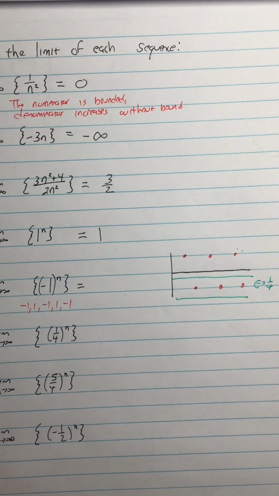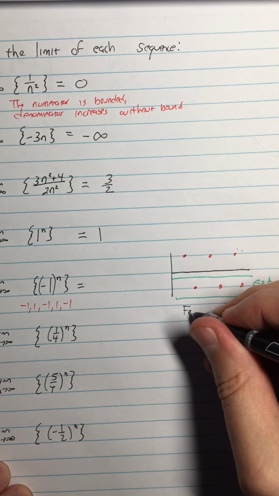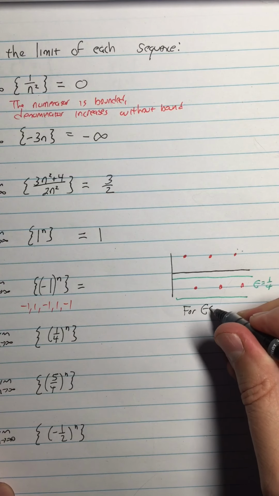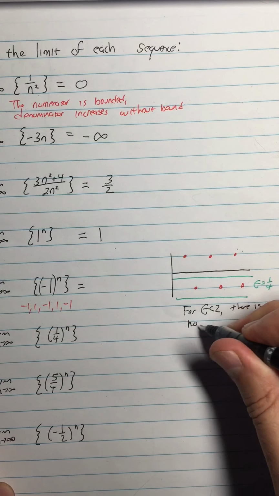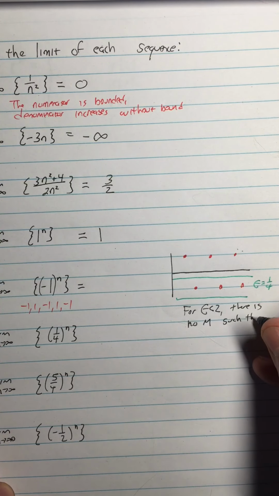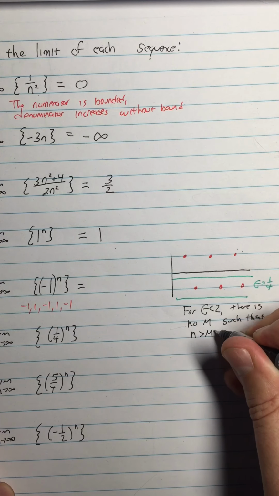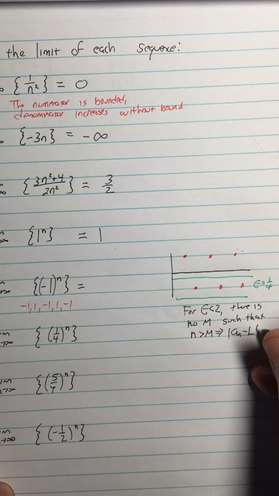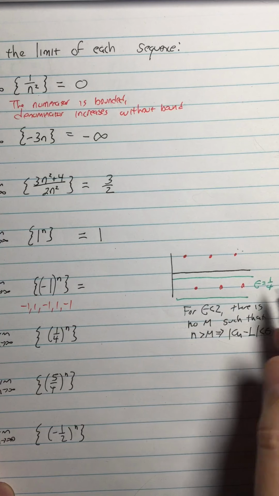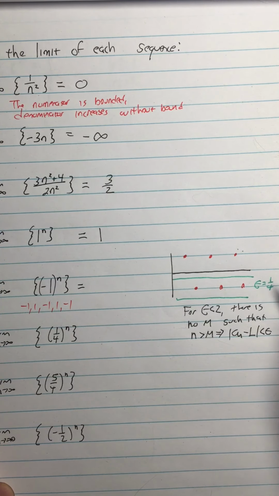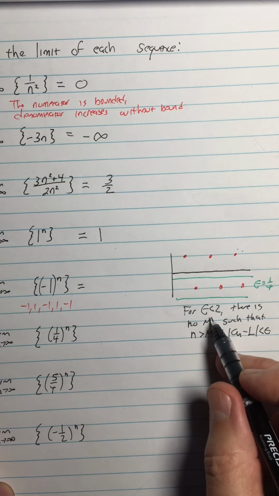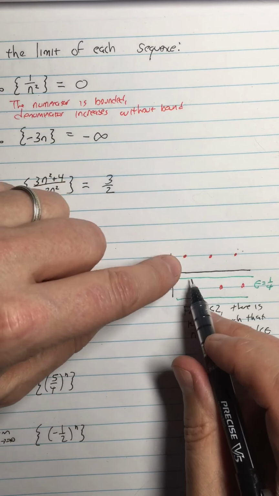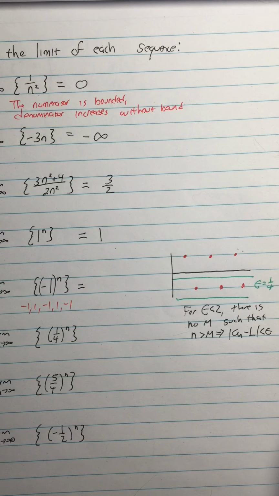All right? So for epsilon, really for any epsilon less than 2, there is no m such that n greater than m implies the absolute value of a sub n minus L is less than epsilon. Because no matter how far we go out here, we're always going to have points jumping out. So this criterion can never be met, no matter what the m is, for any epsilon that's less than 2, less than the distance between these two things.